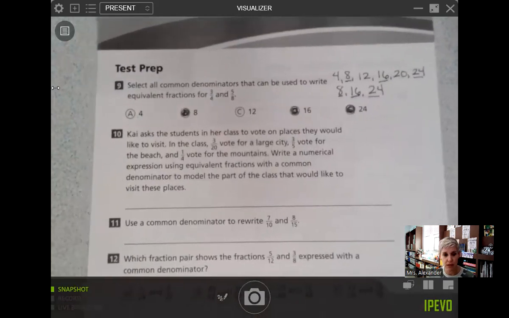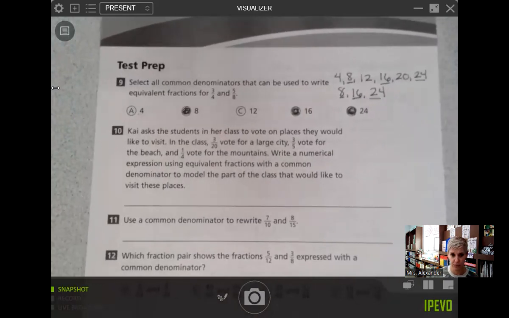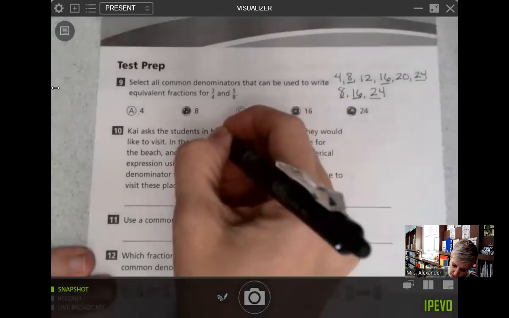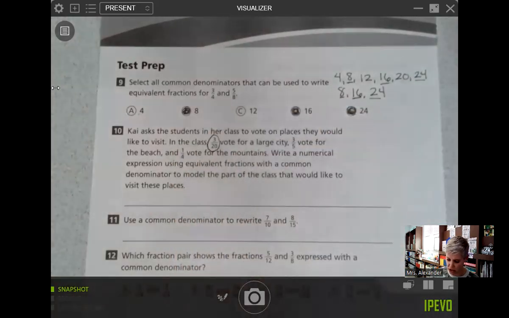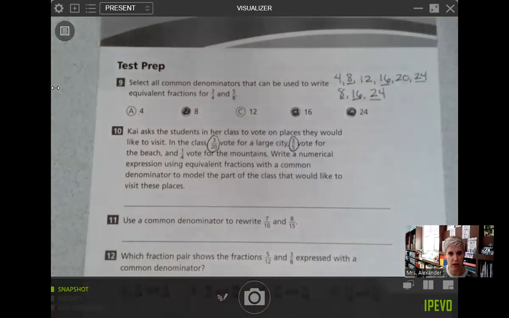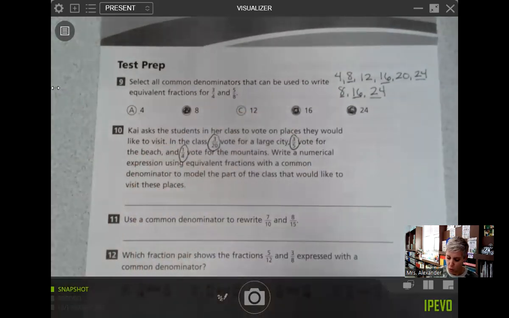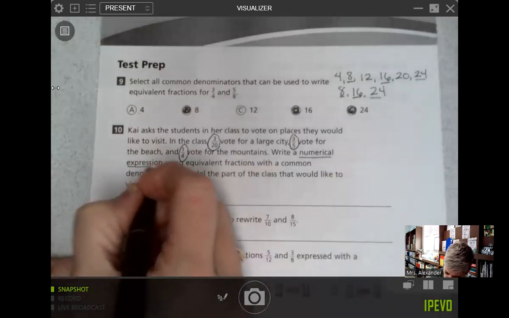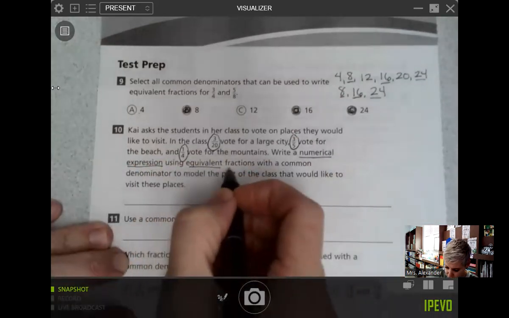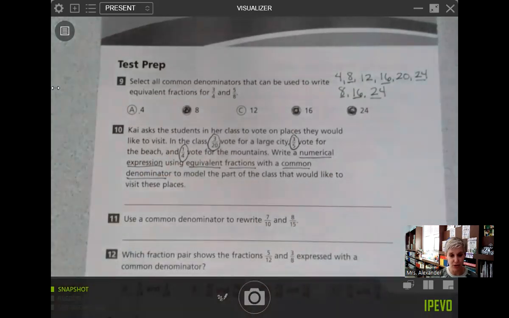Number 10, Kai asks the students in her class to vote on places they would like to visit. In the class, 3/20 vote for a large city. 3/5 vote for the beach. And 1/4 vote for the mountains. Write a numerical expression using equivalent fractions with a common denominator to model the part of the class that would like to visit these places. We did these working together today.